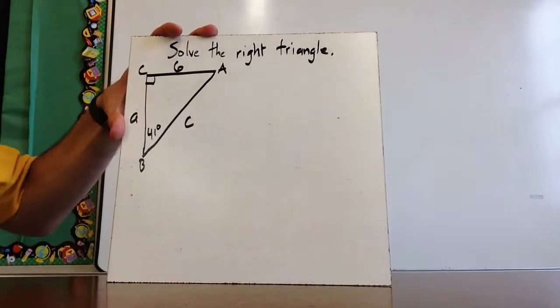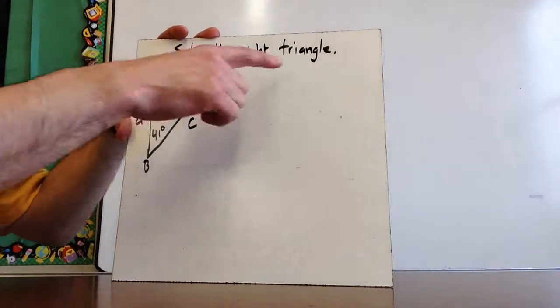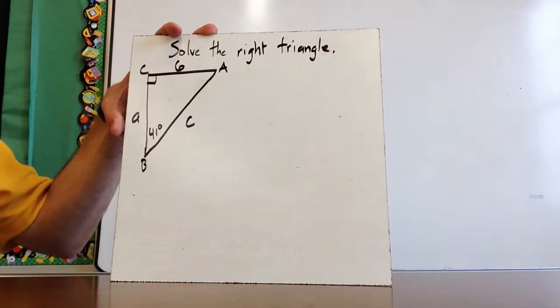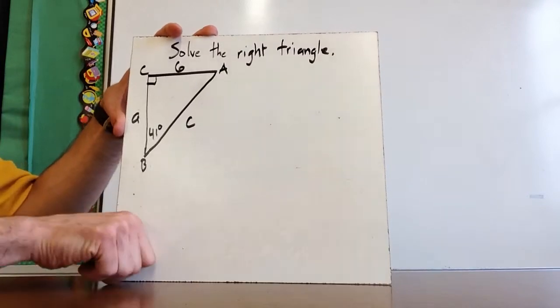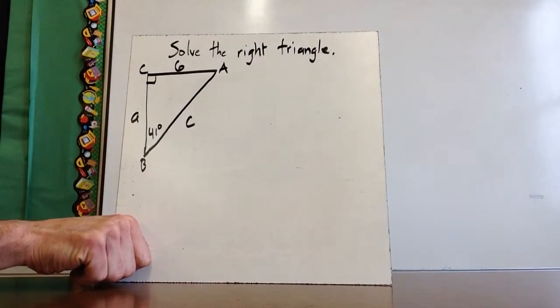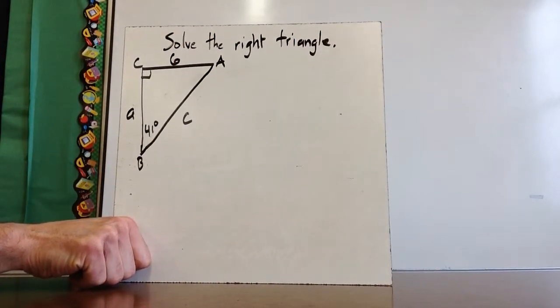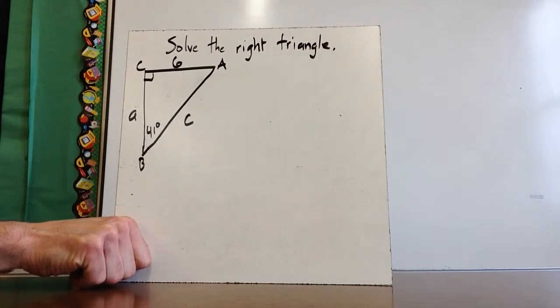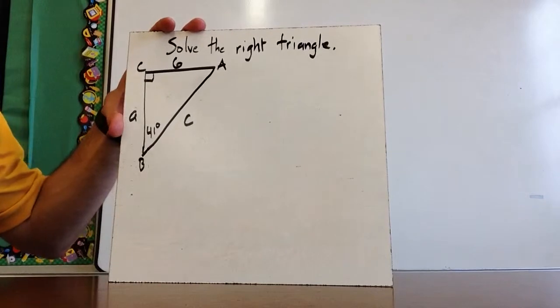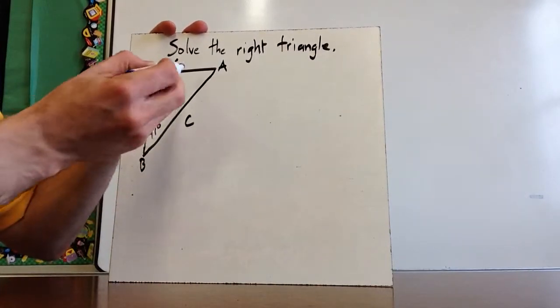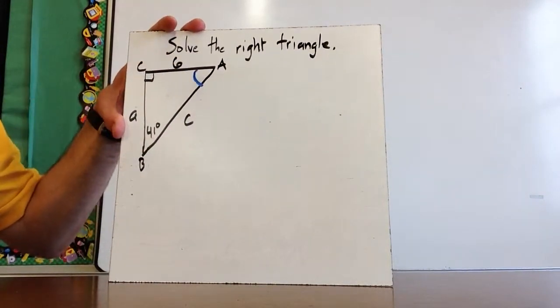All right, so this is called solving the right triangle. When you solve the right triangle, I'm going to find the measure of each of the 3 angles as well as the length of each of the 3 sides. So the question is, how do we do that? Let's start with finding angle A. To find angle A, there are a couple of ways to do it.